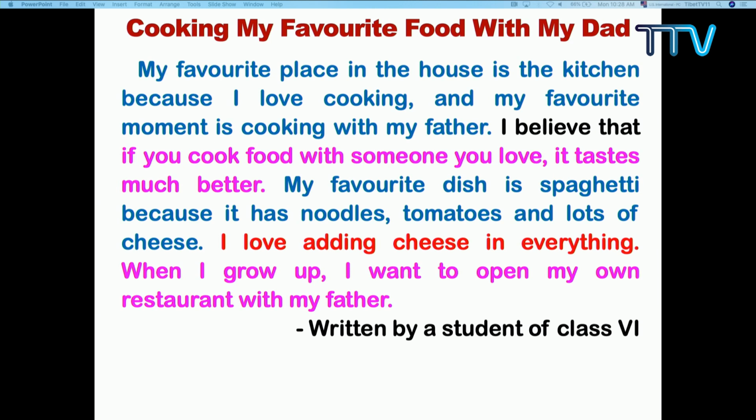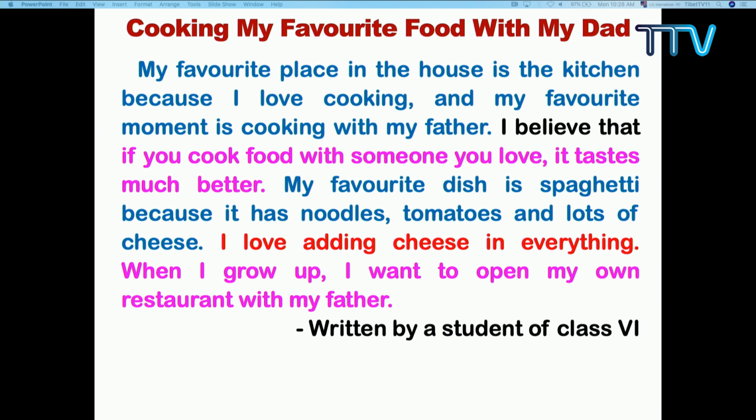My favorite place in the house is the kitchen because I love cooking. And my favorite moment is cooking with my father. I believe that if you cook food with someone you love, it tastes much better. My favorite dish is spaghetti because it has noodles, tomatoes, and lots of cheese. I love adding cheese in everything. When I grow up, I want to open my own restaurant with my father.